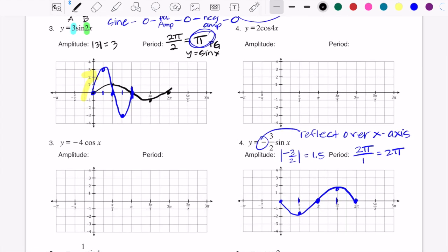Okay? So here we are going back to knowing the amplitude and the period. So the amplitude is the absolute value of 2, which is 2, and the period is 2 pi divided by 4, which reduces to pi over 2. So we're going to go to pi over 2. Ooh, man, we're going to be cutting that into 4 equal pieces right there so that we can get our graph the way we want it.